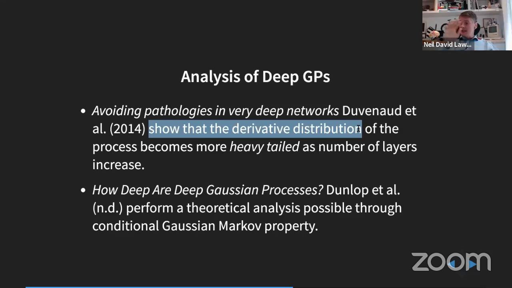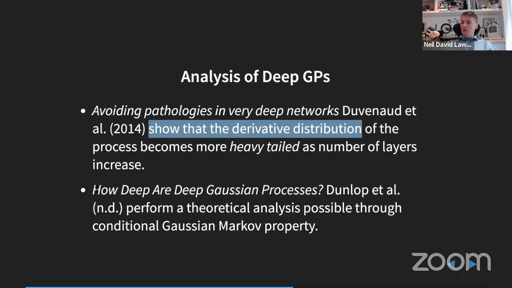But in this analysis, and the thing I object to in this paper is that they say this always happens. It doesn't always happen. You have to set parameters correctly for it to happen. They show that under certain parametric assumptions, the derivative distribution of the process will become more heavy-tailed. So as you go through the process, you start getting the possibility of jumps, of steep derivatives occurring, which is something you want. So it's not a pathology, it's an advantage.